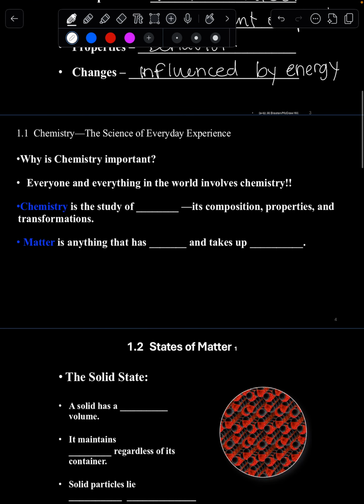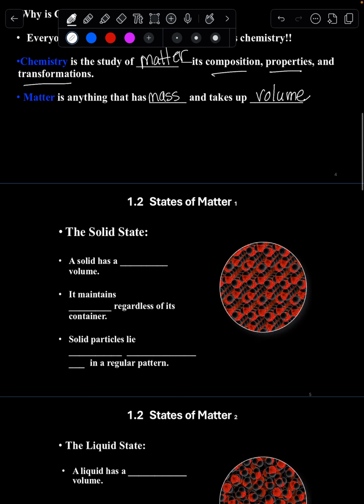Why is chemistry important? Well, as we'll find out, everyone and everything in the world involves chemistry. It's very important to us. Chemistry is the study of matter, and it mentions these things that we talked about earlier: composition, or what it's made of; properties, remember, how it behaves; and then changes or transformations influenced by energy. Matter is anything that has mass and takes up space or takes up any kind of volume. So that's the basic definition of matter.